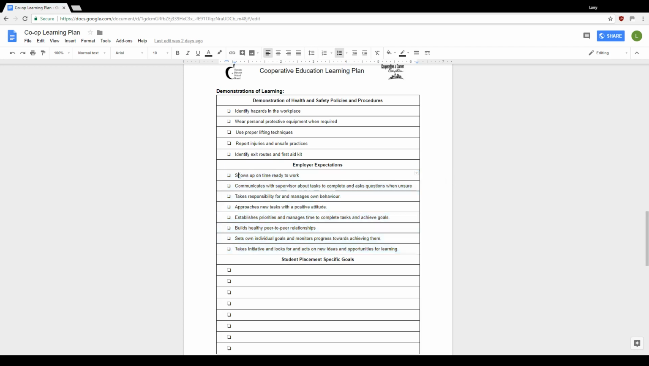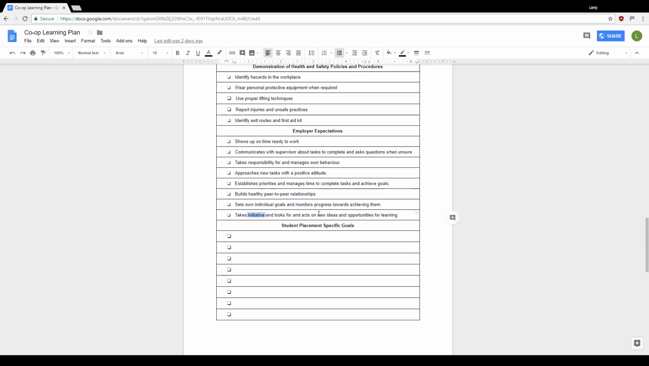So for example, show up on time, ready for work. Obviously that's very important. Communicate with your supervisor about tasks and ask questions when you're not sure. That's very important. Take responsibility for and manage your own behavior. Have a positive attitude. Establish priorities and manage your time. Build good peer-to-peer relationships. That's important, obviously. Set your own goals and monitor your progress towards those goals. And finally, take initiative. We've talked about that in class, how important that is. So those are the employer expectations.